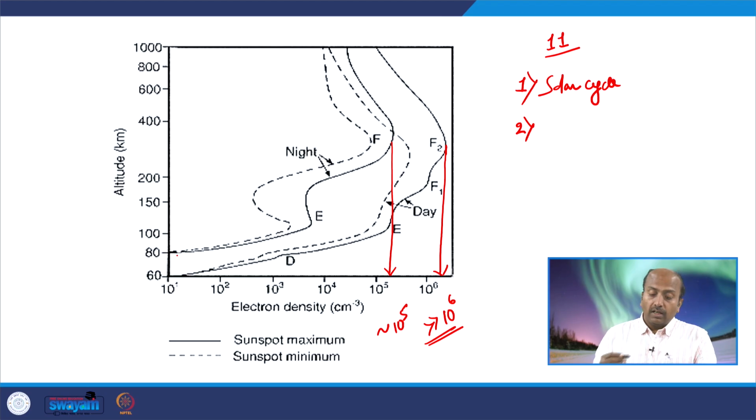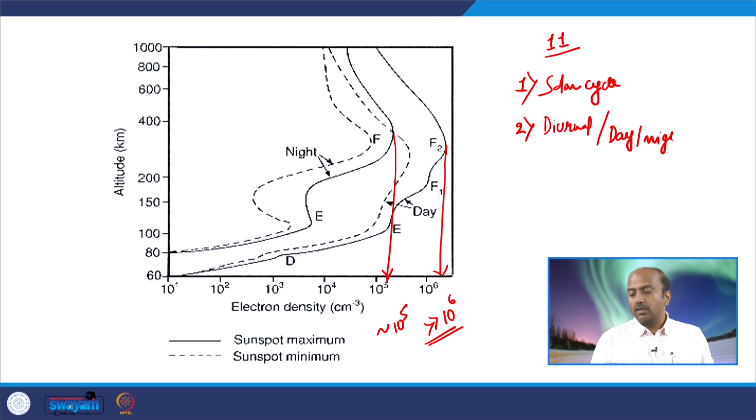Wherever you go, the daytime electron densities will be larger in comparison to the nighttime electron densities. So the second variability is that the daytime electron densities are much larger than the nighttime electron densities. So the second variability is called the diurnal variability, or more importantly we can say day-night variability. So can we think of a reason why the electron density is maximum during the daytime and why it is minimum during the nighttime?